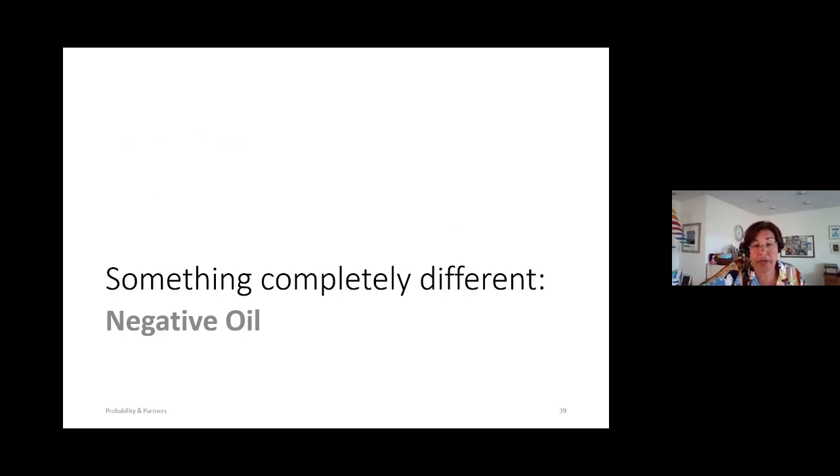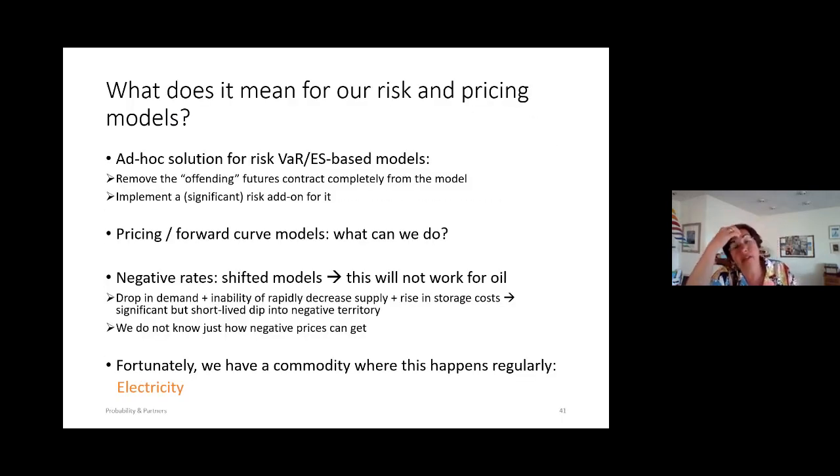So the questions we immediately, of course, got were: how do you help? What does it mean for our risk and pricing models? And some solutions to that need to be done quickly, especially for those risk models which are value at risk, expected shortfall based.